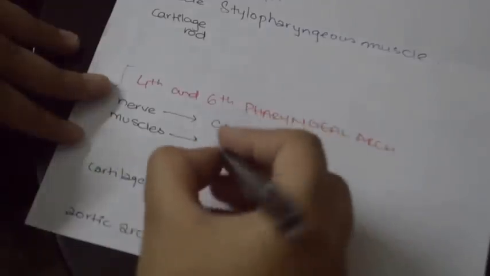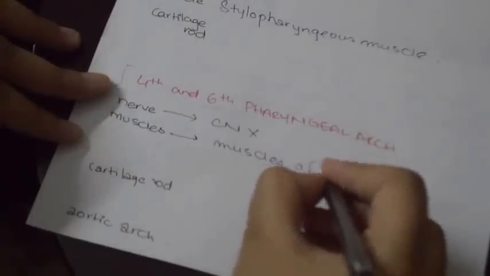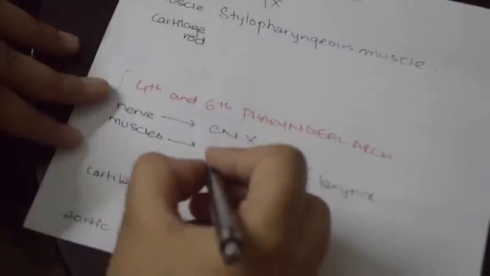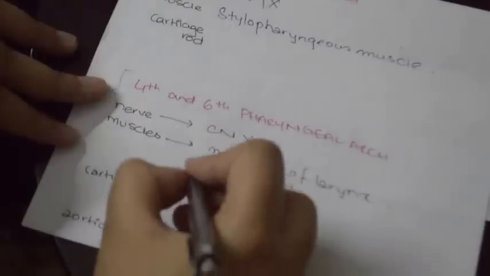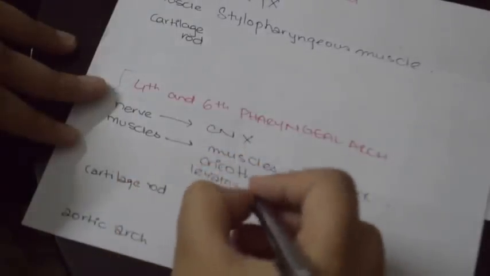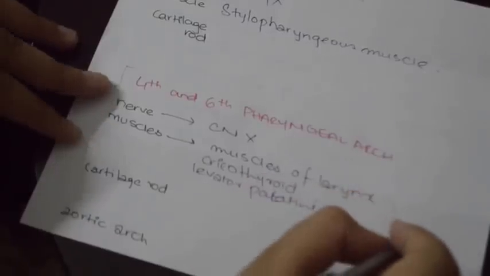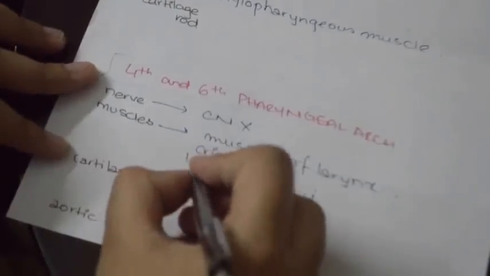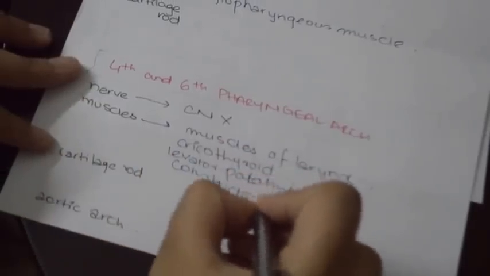So the muscles that are derived from here are the muscles of larynx, cricothyroid muscle, levator palatini muscle, and the constrictors of pharynx.